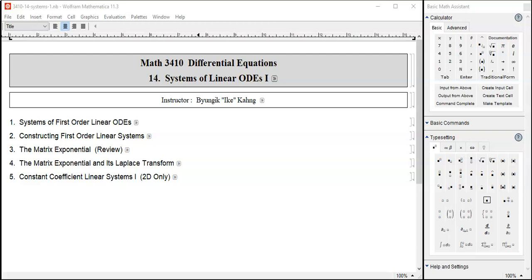Hello students, welcome back. There's still one more issue left from section 1 of this notebook. Let's take care of that before moving on to the next section.